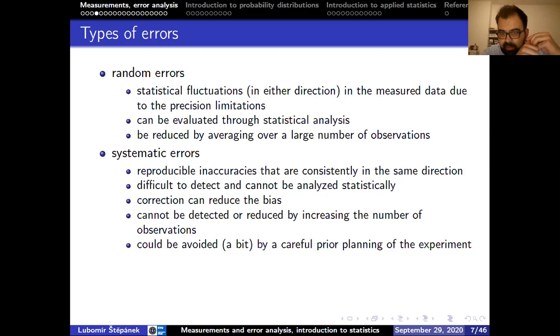And by prior and careful planning and conscious planning of the experiment, and also, for example, let's say smart measurement here. So it could be avoided by this in some way.